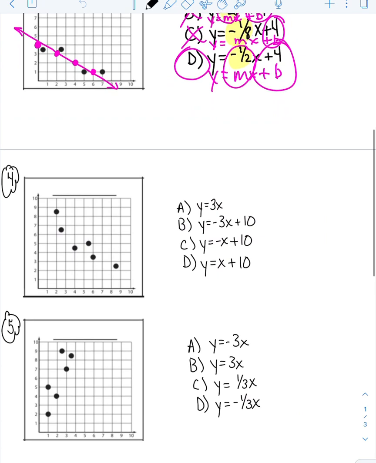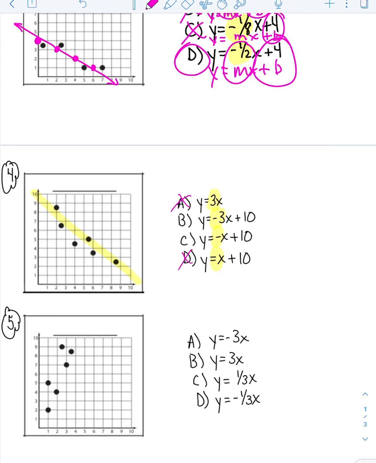Let's look at another one. So first I want to identify my pattern or my relationship. I notice these dots are decreasing, so that means I need a negative slope because I have a negative relationship. So let's look at all of our slopes. A has a positive slope, so I'm going to mark A out. B has a negative slope. I'm going to keep it. C has a negative slope, keeping that. And D has a positive 1 for a slope, so that one's out.